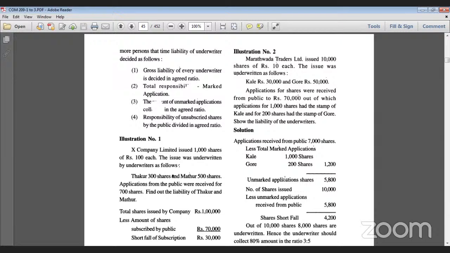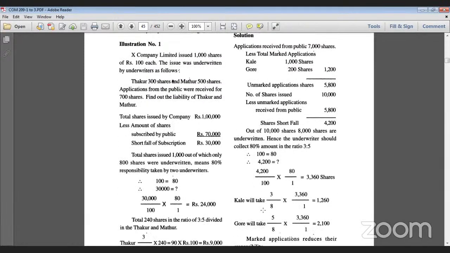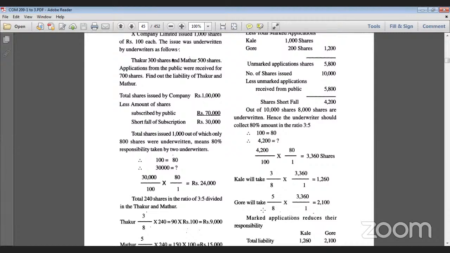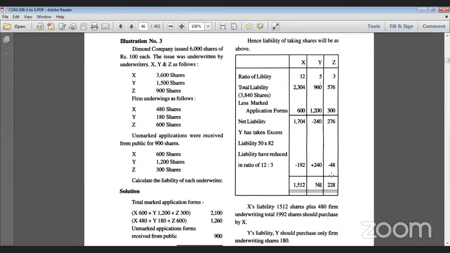So first of all, we write down what we have. The applications received are 7,000. Less total marked applications 1,000 and 2,000, which will be 3,000. Remaining will be 5,800. Number of shares issued 10,000. Less underwriters' applications 5,800. The remaining shortfall will be 4,200. It will go for the 80%, so the amount will be 3,360. It will go in a 3:5 ratio to Kale and Gore.